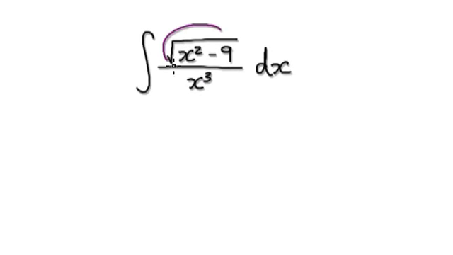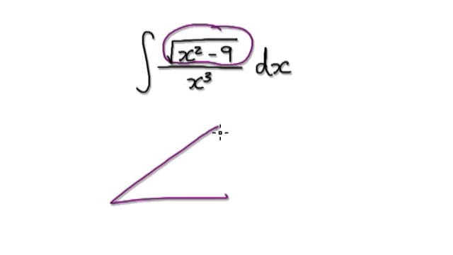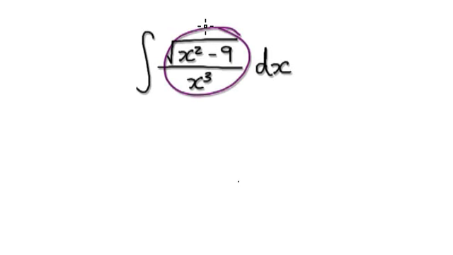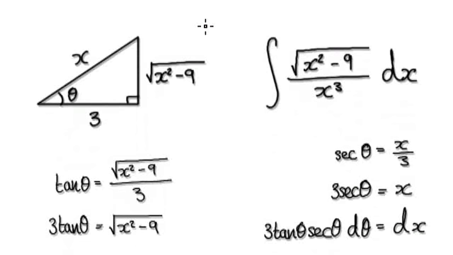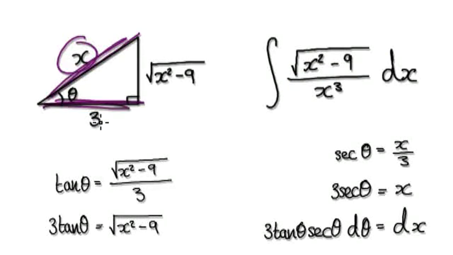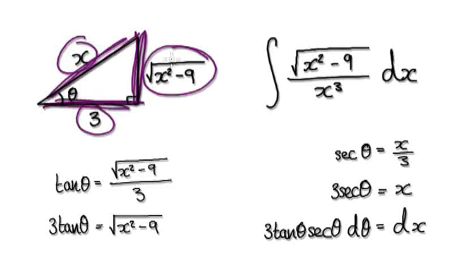Okay, so to do this, your eyes should zoom into this complicated bit here, and then create your right angle triangle in such a way that this will be true. If you make this to be x, and if you make this to be 3, then the opposite will have no choice but to be square root of x squared minus 9. So the hypotenuse is x, the adjacent is 3, and the opposite is this.